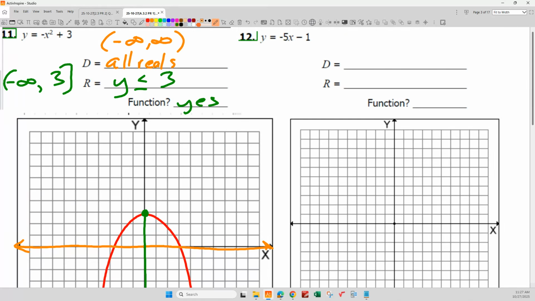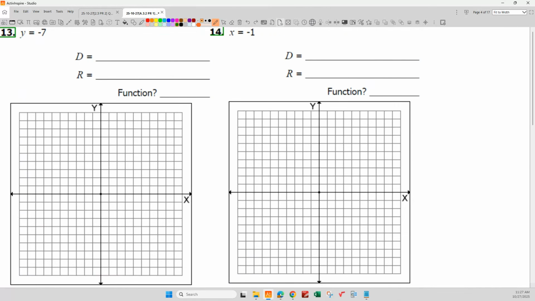Okay, so now, real quick, what about number 14? Now, I can graph these on Desmos. Do you remember what would happen if I graph the relation x equals -1? It's going to be a vertical line. That's what Desmos is going to tell me, where all the x values are -1. So it just looks like that.